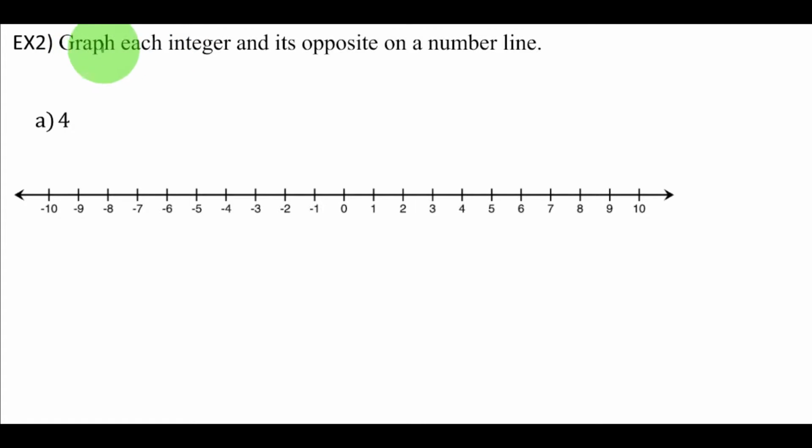We've been working with positive and negative integers, and now we're asked to graph each integer and its opposite on a number line. So we have positive 4 here. Remember, we know this is a positive number because there's no symbol in front of it, meaning there's no negative sign or positive sign to the left of it, therefore we treat it as a positive number.